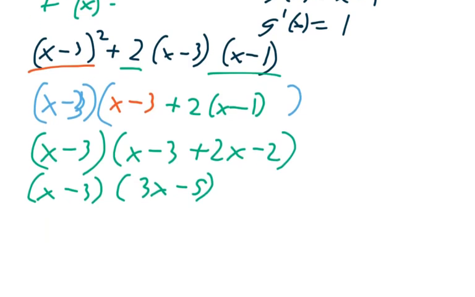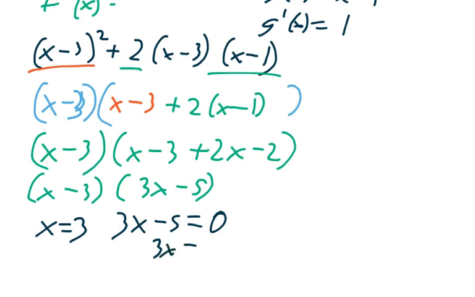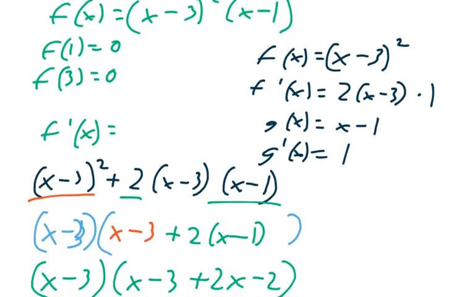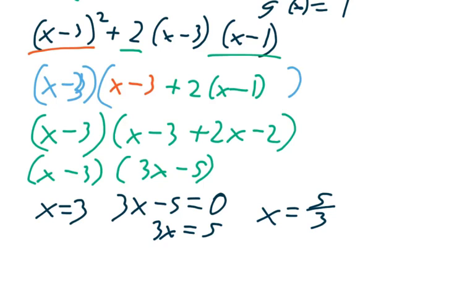In this part of the problem we have x equals 3, and in this part we have 3x minus 5 equals 0. So 3x is equal to 5, so x is equal to 5/3. In these problems, we need to be in between 1 and 3. The only one that is actually in between 1 and 3 is 5/3, so that is my only answer for problem number 5.